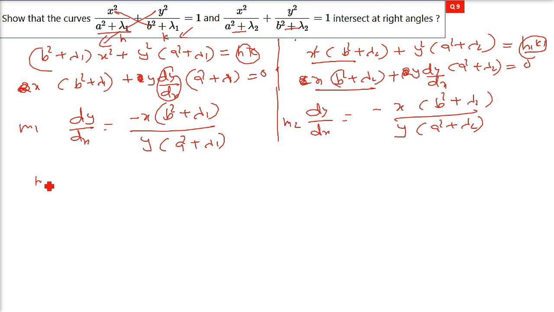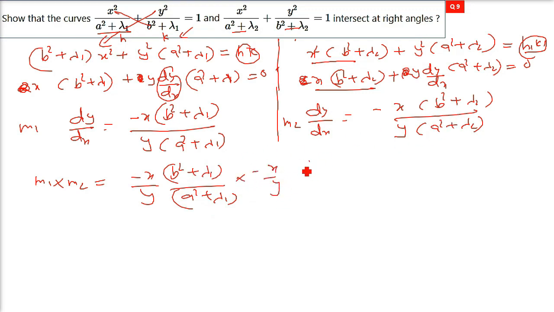There are two slopes being found out, and this m1 and m2 product should be equal to negative 1, because we are saying it has to be equal to negative 1. So I am taking m1, which is dy by dx of the first curve. The slope of the second curve, I am writing it again, minus x by y times (b square plus lambda 2) by (a square plus lambda 2). Now what do we get? This has to be equal to negative 1.